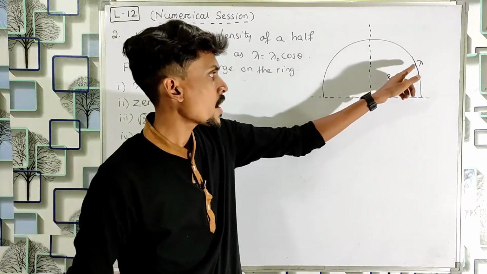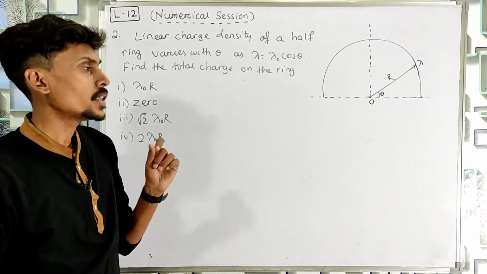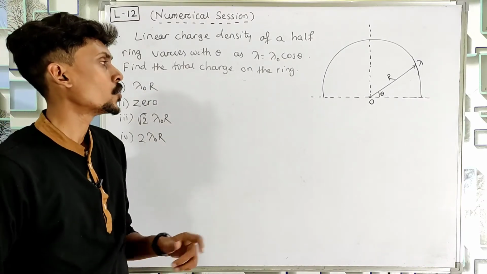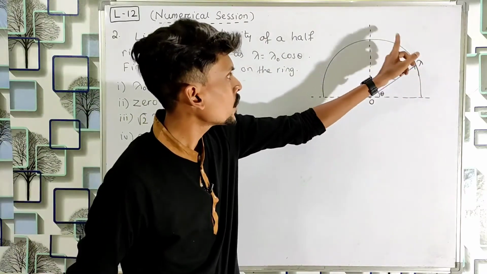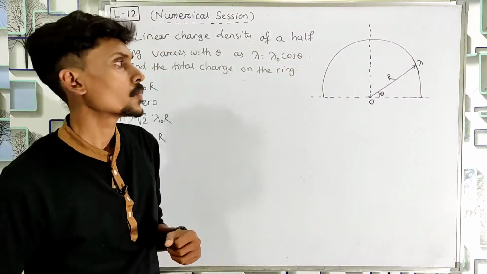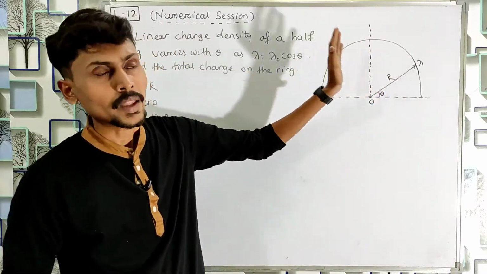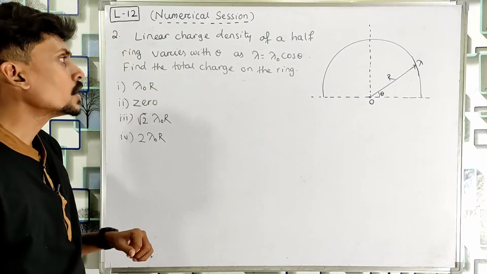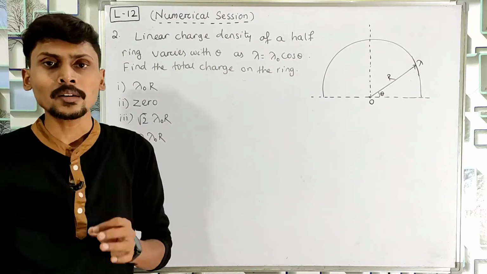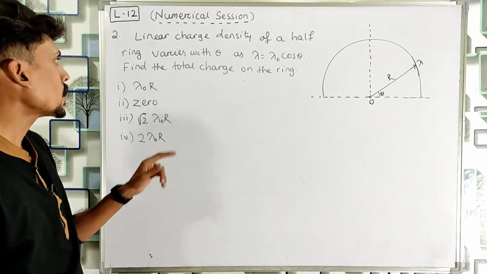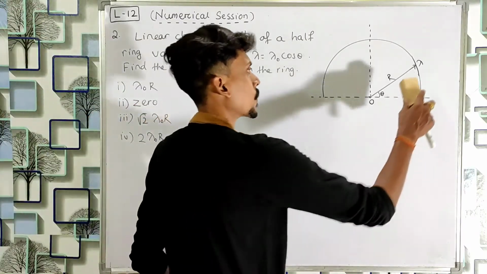If the position vector makes an angle theta with the x-axis, then at that point the linear charge density will be lambda equal to lambda naught cos theta. So if you choose different points on the half ring, then the value of theta will be different, and if the value of theta is different, then the value of lambda will also be different. It means lambda varies with the angle theta. And we have to find the total charge on the ring. So let us see how to solve this type of question.